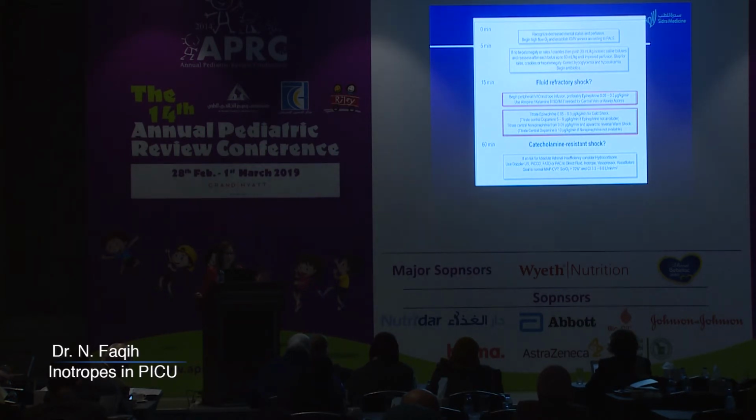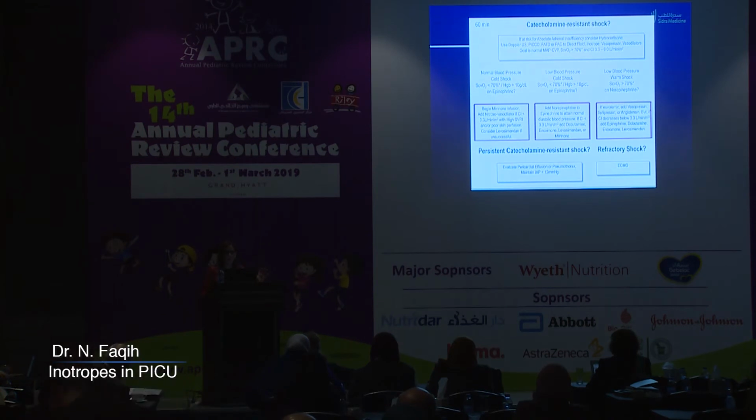And then if the patient is considered to have catecholamine resistant shock, you need to start thinking about whether the patient needs steroids or not. And if the patient is catecholamine resistant and steroid resistant, start thinking about looking at your central venous saturations and deciding what other medications you need to give. And then it goes all the way down to putting your patient on ECMO.